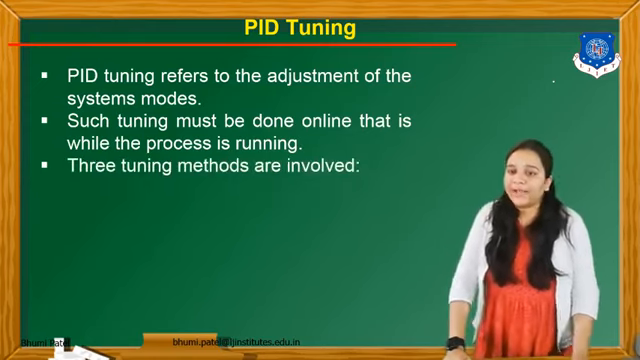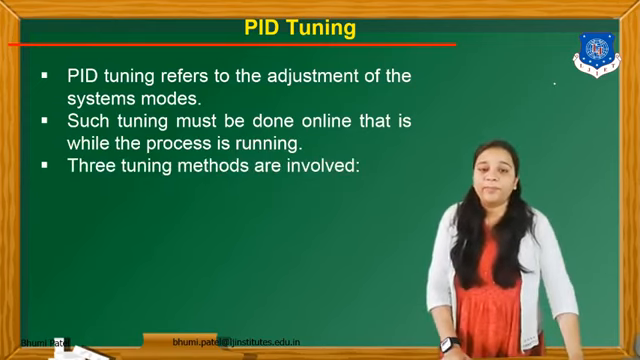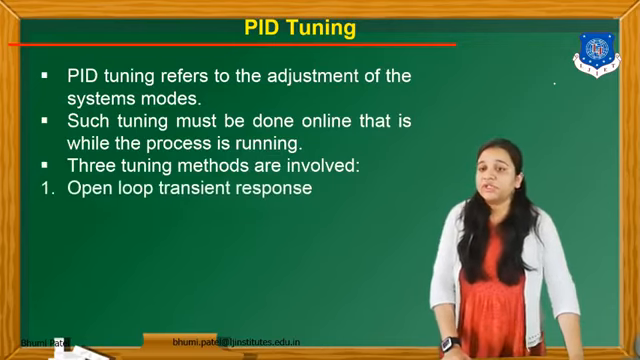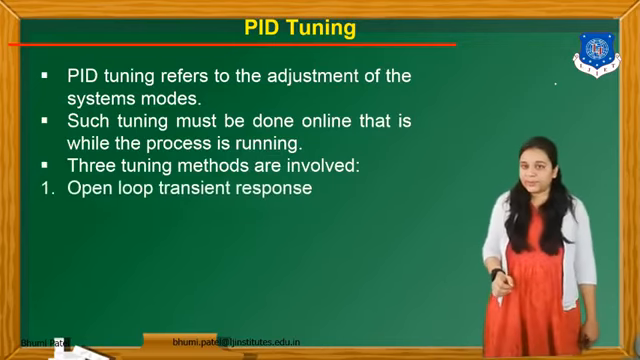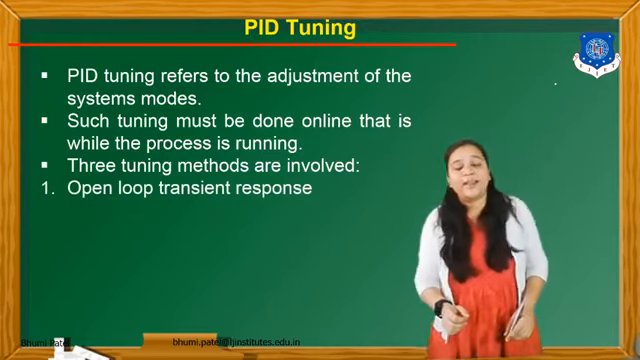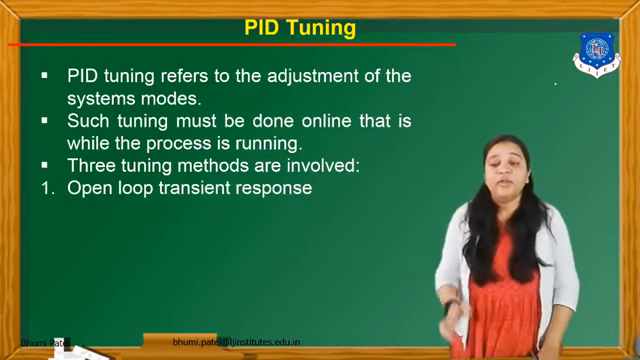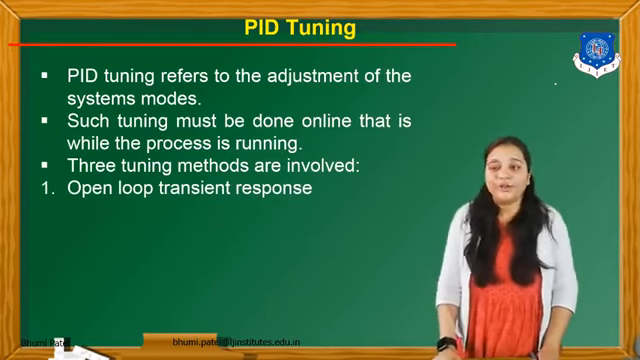Three tuning methods are involved in PID tuning. The first one is the open loop transient response. As you know, first of all, whenever we design any new system, we deal only with the open loop system.